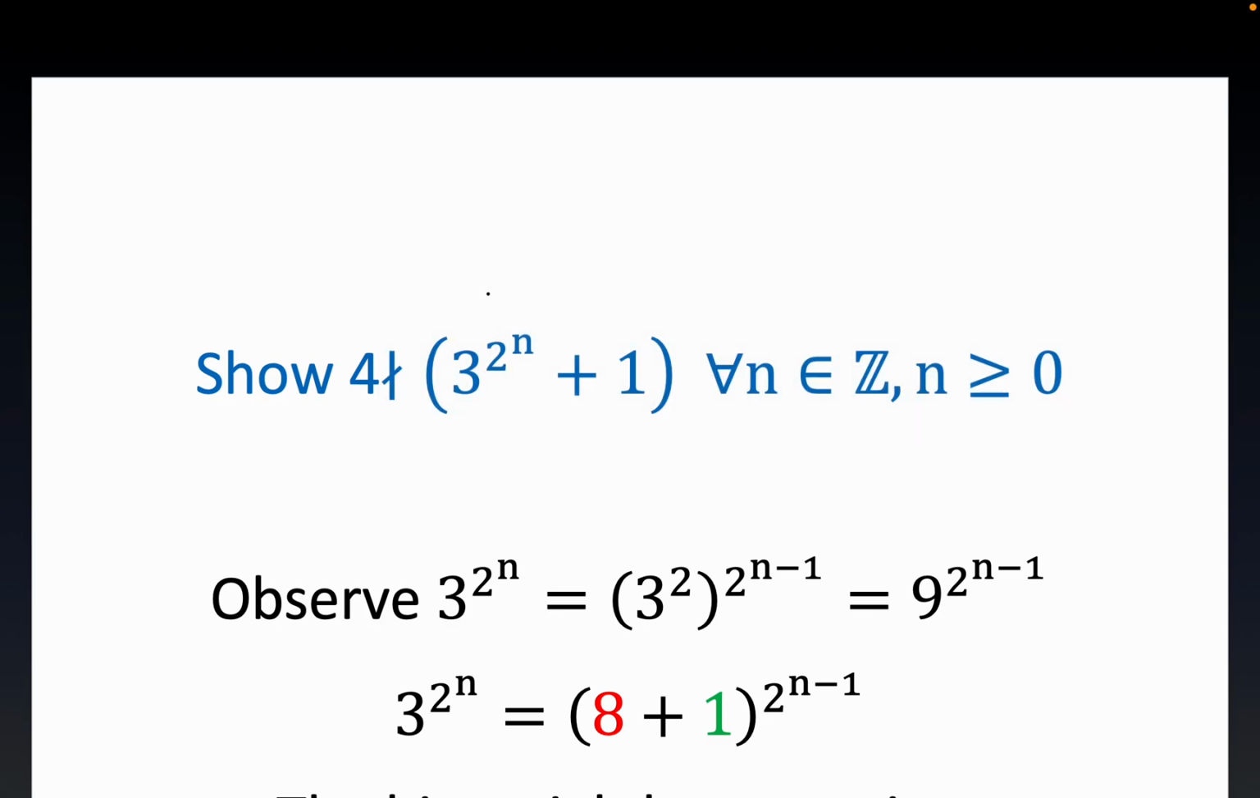Hey everybody, before we jump into this problem tonight, let's make an observation about this quantity in parentheses here. 3 raised to the 2 to the n, plus 1, is always going to be even for all non-negative integers n. That's clear because 3 raised to any non-negative integer power is going to be an odd number, so an odd number plus 1 has to be even necessarily.